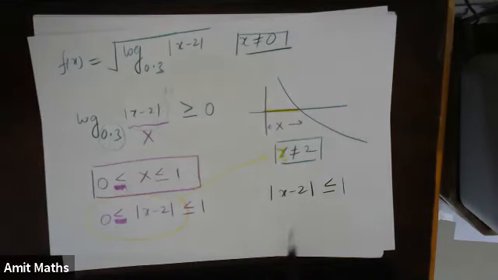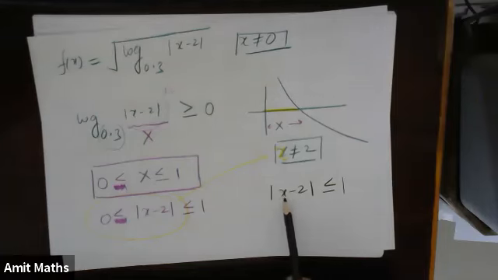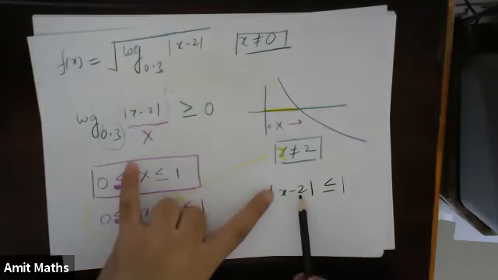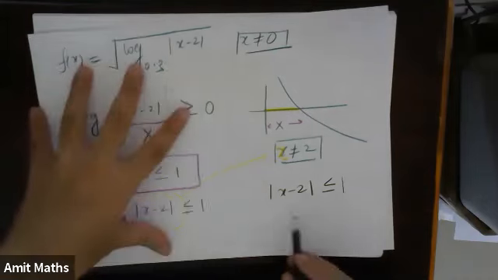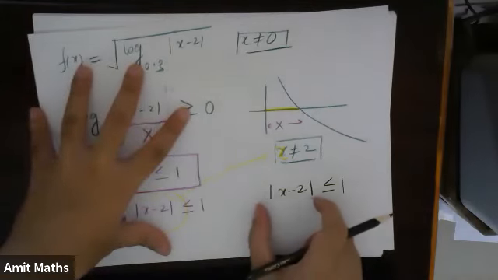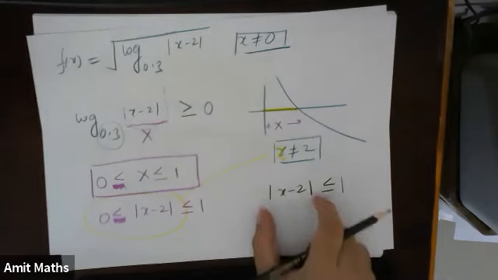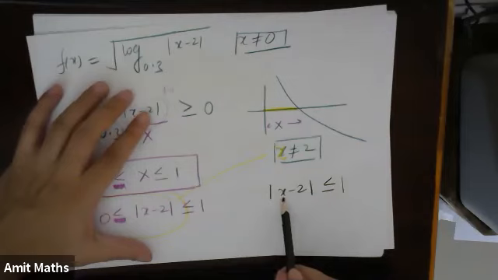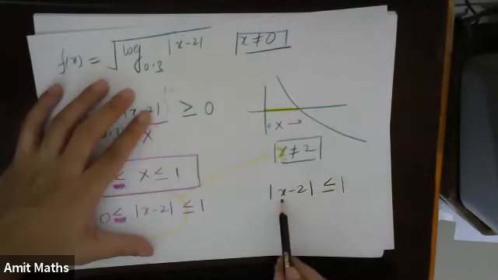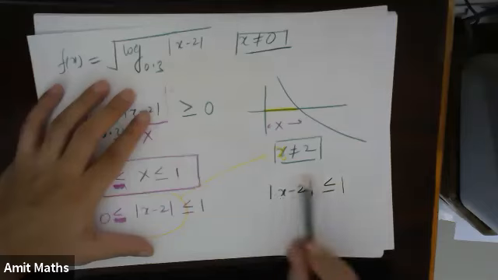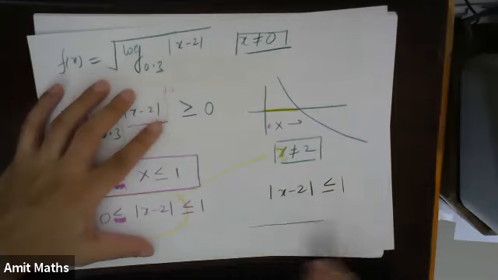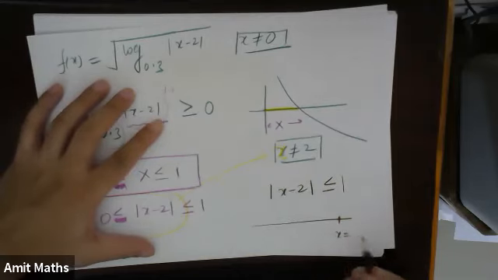Now, see, I have to check for which values of x this will be less than or equal to 1. So what we can do is open this with the plus minus sign. That means the maximum value of x which this can take is 3. If x becomes 3, this whole part will become 1. Mod of 1 is 1. So I can take x equal to 3.